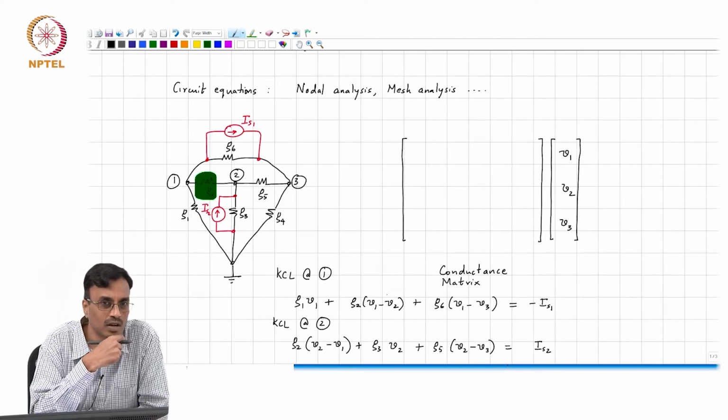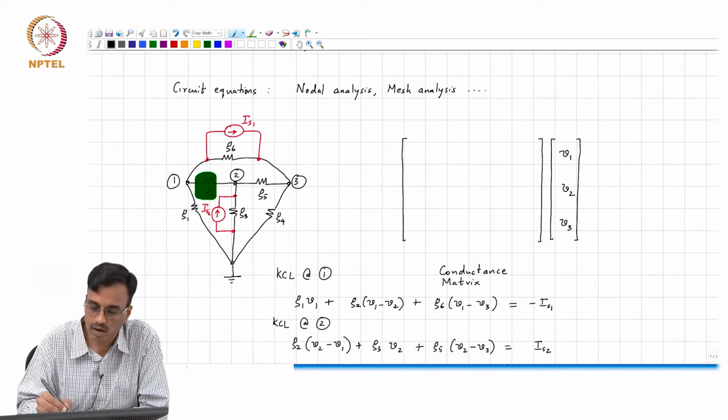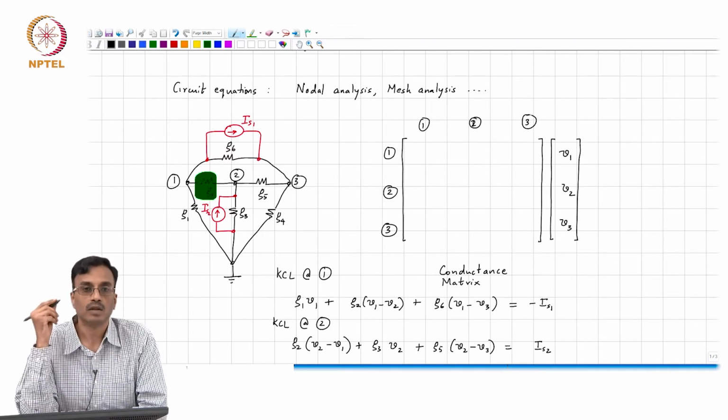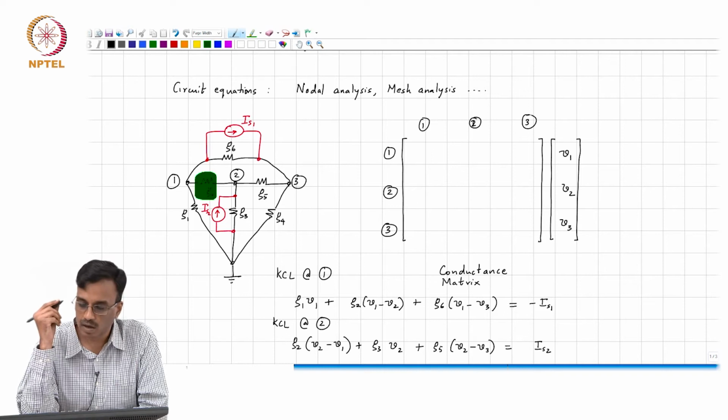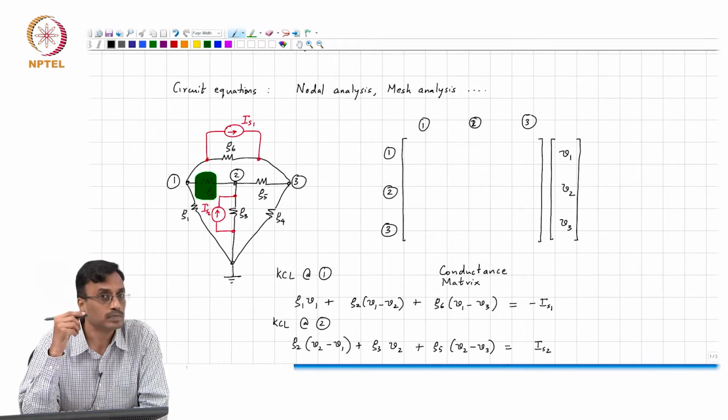Okay, can you fill up the entries of the matrix? Can you tell me which of those entries in the matrix will correspond to G2? So, these are the 3 rows, these are the 3 columns corresponding to V1, V2 and V3. So, can you help me write the nodal equations? What will happen to G2?